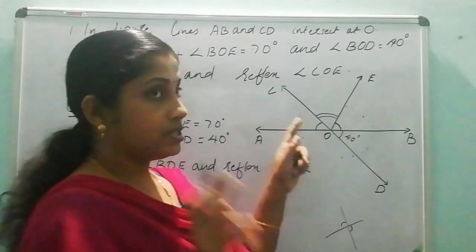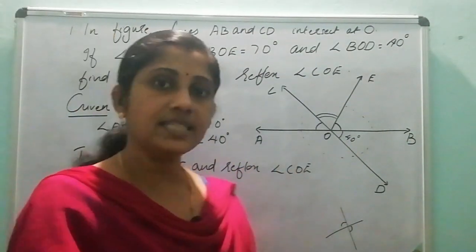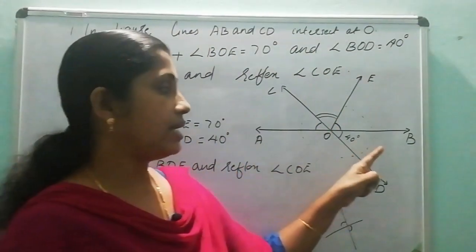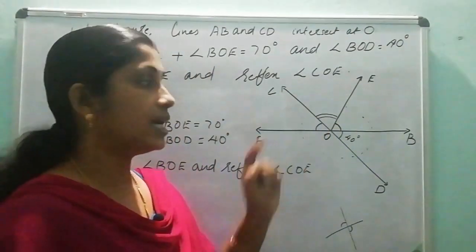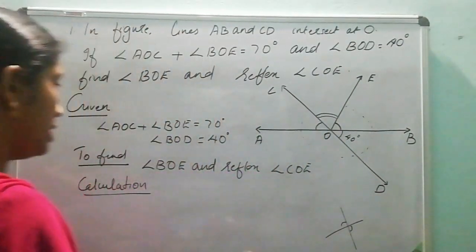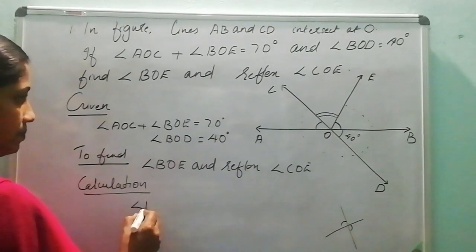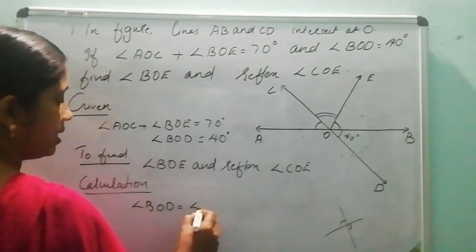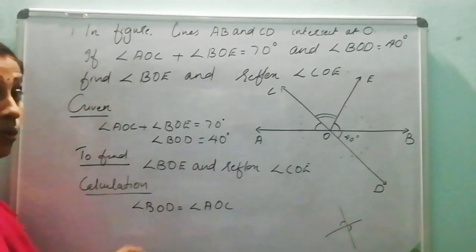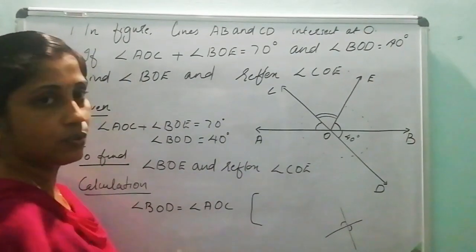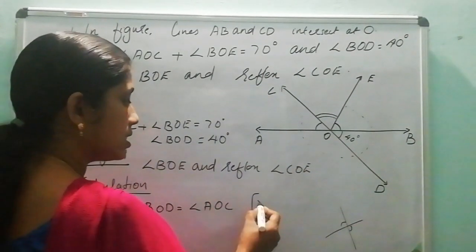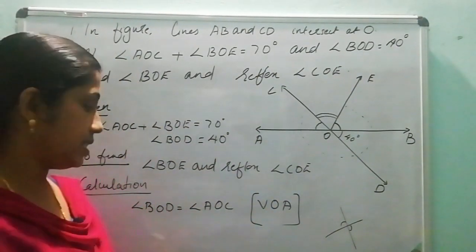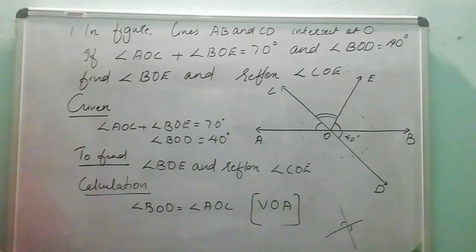So what is our first theorem? If two lines intersect each other, the vertically opposite angles are equal. So angle AOC and angle BOD are equal. That means angle AOC is equal to 40 degree. That is, angle BOD is equal to angle AOC. Why? You have to write down the reason also. The reason is vertically opposite angles, short form VOA.